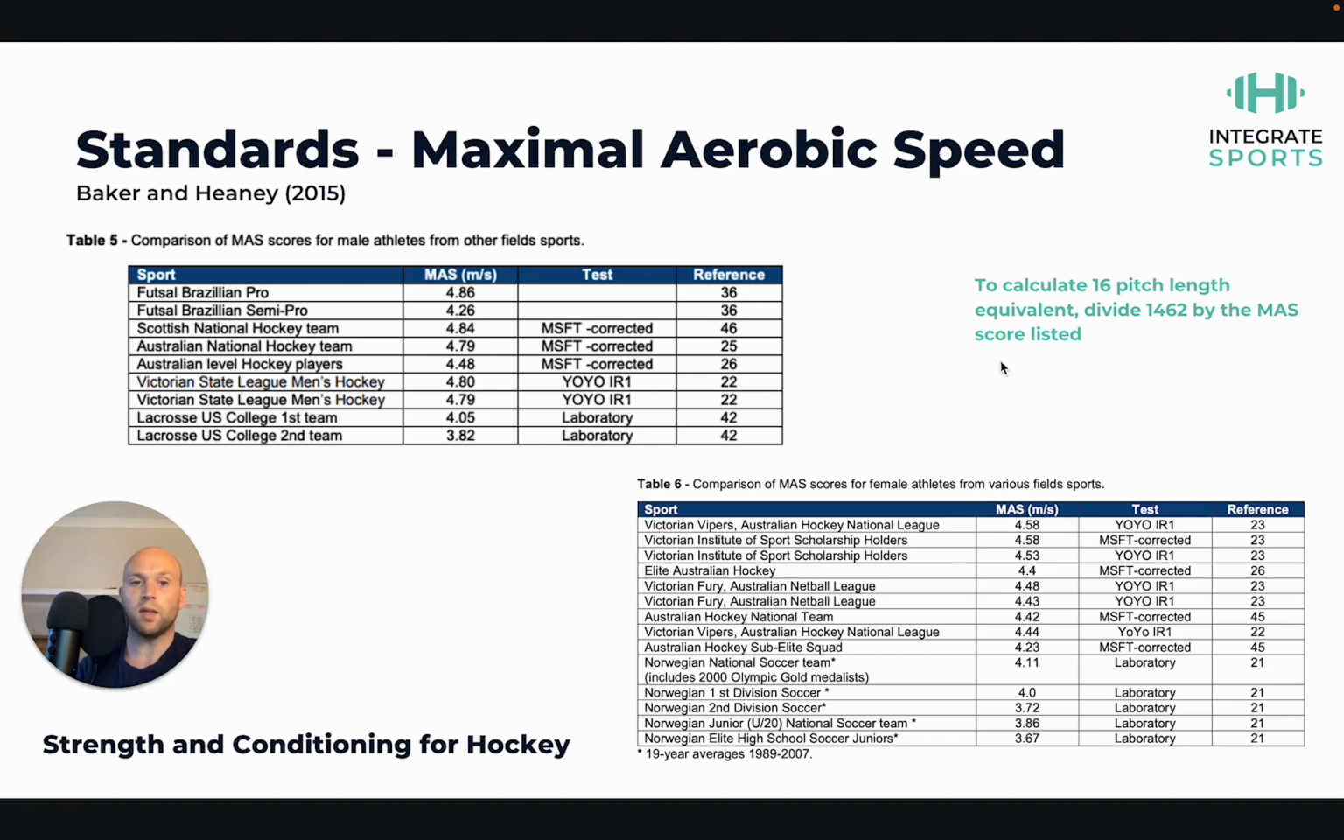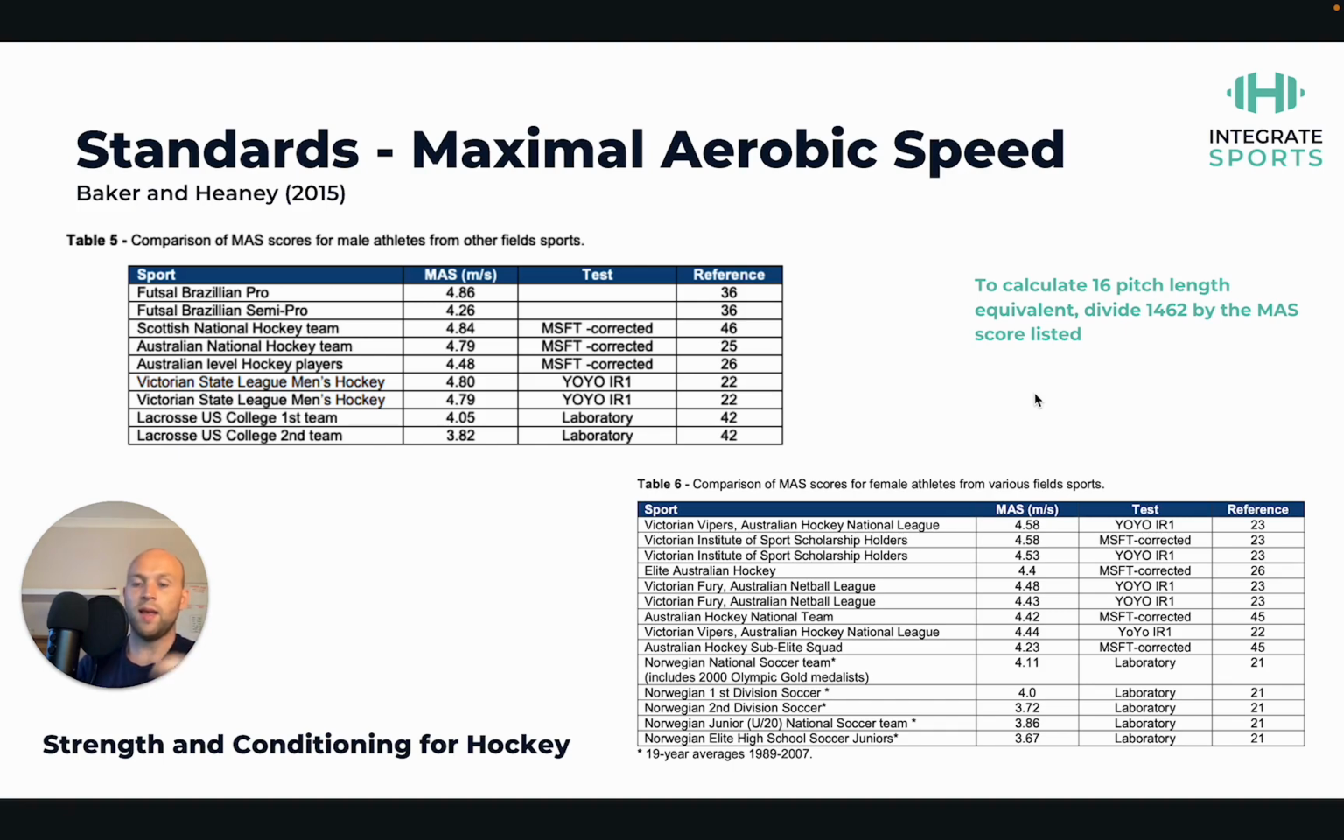Now, to calculate 16 pitch length equivalent, you just divide 1462, that's the meters that the test is, by the score listed to work out what an equivalent time would be in order to achieve that score. But just remember that some of these were determined using things like a yo-yo or a multi-stage fitness test, so aren't directly applicable. There may be a little bit of variation there in some of the scoring, but it does give a good ballpark.